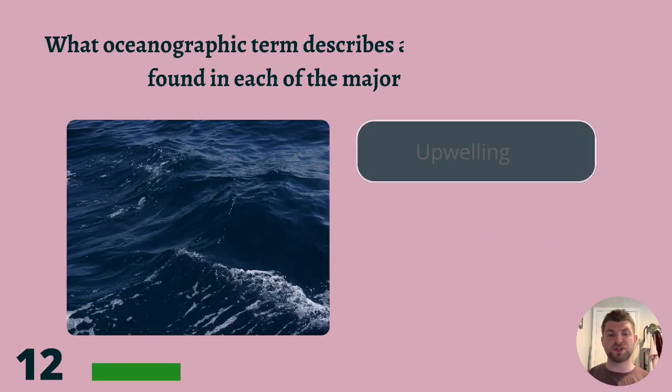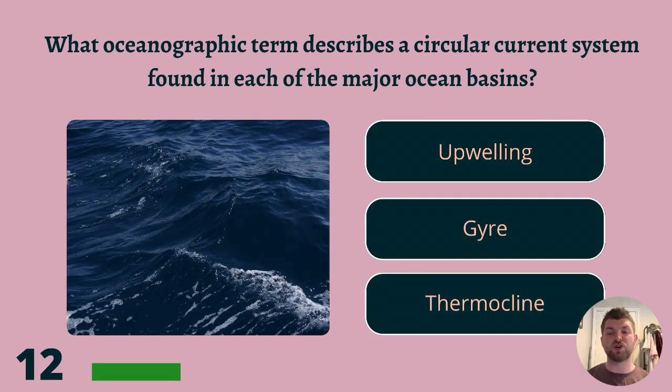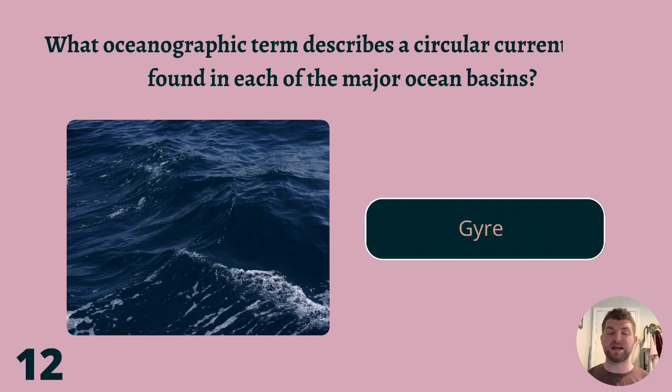12. What oceanographic term describes a circular current system found in each of the major ocean basins? Upwelling, gyre, or thermocline? The answer is gyre.